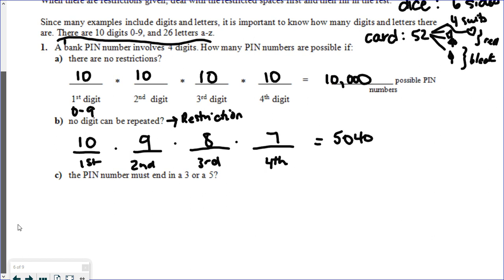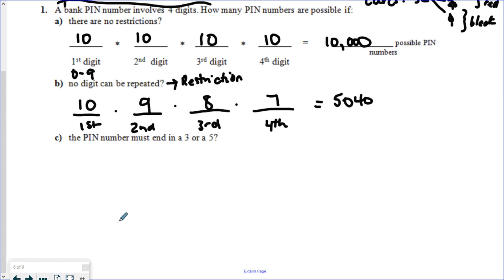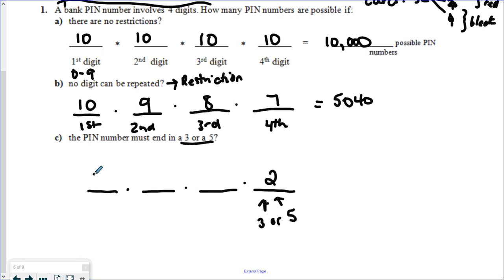If your bank's weird and says the PIN number must end in a 3 or a 5, again, we still have 4 possible places that numbers need to go. So we know that the last digit must be a 3 or a 5. So in total, there's 2 different digits that it can be. It can be a 3 or it can be a 5. There's no other restrictions other than this last digit. So we're just going to say all of the other ones are still tens.